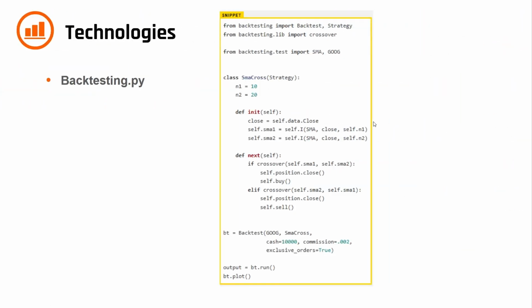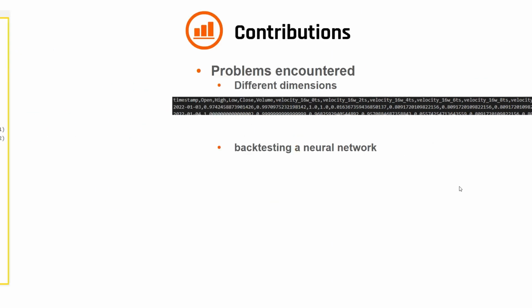One of the main technologies I had to learn was backtesting.py, which is basically a simple library that has a bunch of backtesting implementation. Usually you would enter a strategy like this, and it would output information regarding how the backtest went, whether it's the drawdown, the profit received, how many trades were made, and things like that.